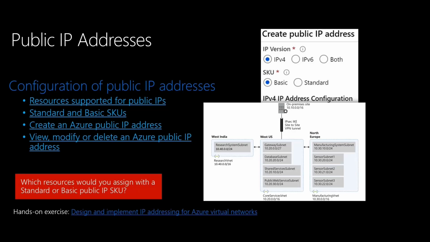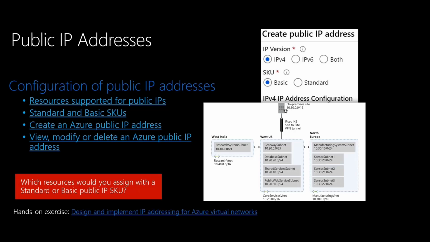Now, public IP addresses. Public IP addresses, as you know, allow internet resources to communicate inbound to Azure resources, and they also allow Azure resources to communicate outbound to the internet and other public-facing Azure services. Because of that, public IP addresses are important for cloud deployments. One thing you'll need to understand is, again, there are different SKUs available for public IP addresses. There are basic and standard SKUs, and you need to know what can be done with each.